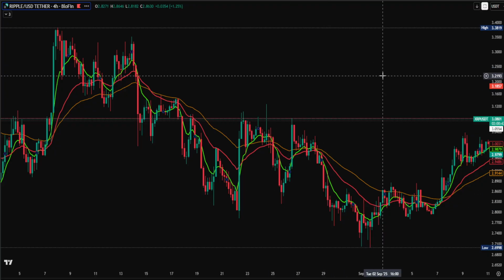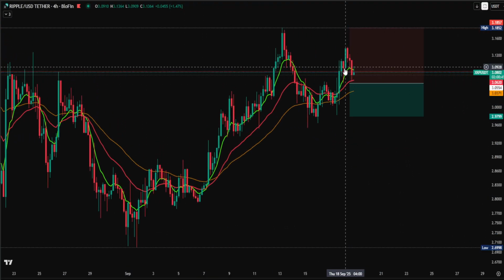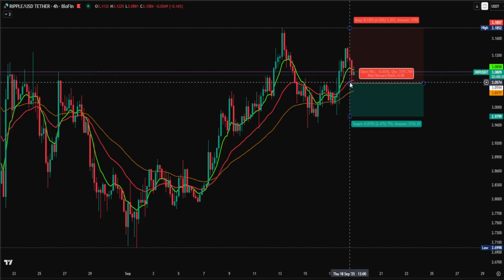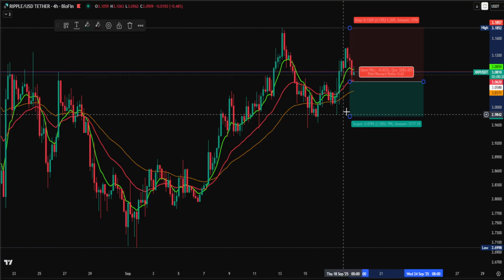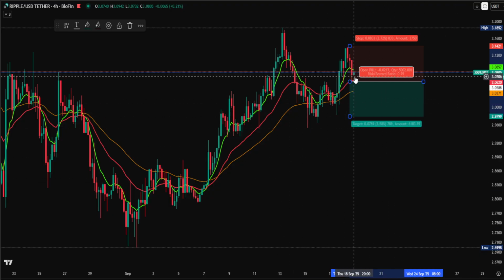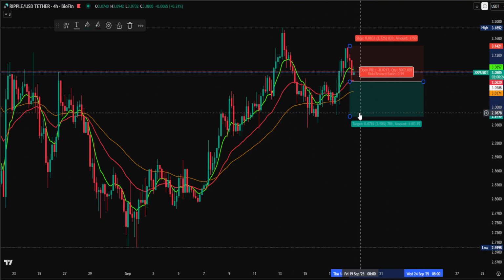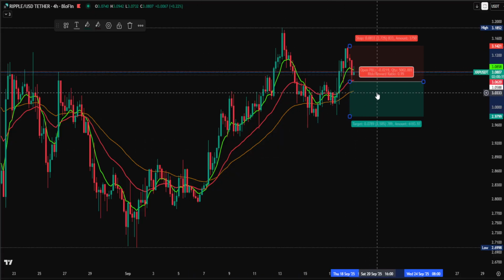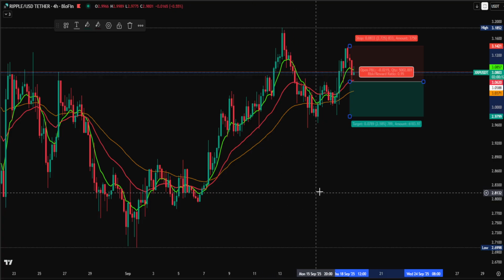So, this is one of those that I would take and place it and be waiting. I'm actually going to move my entry up, stop loss down, because I expect this to push down as we've came up. This is XRP.